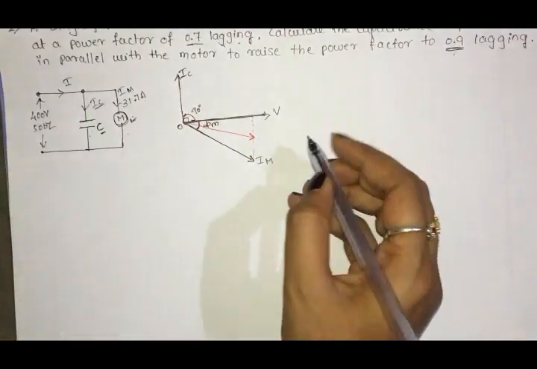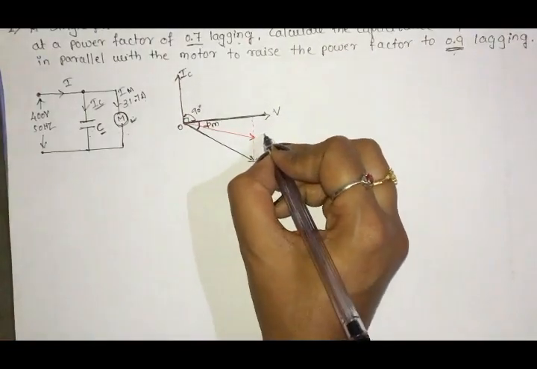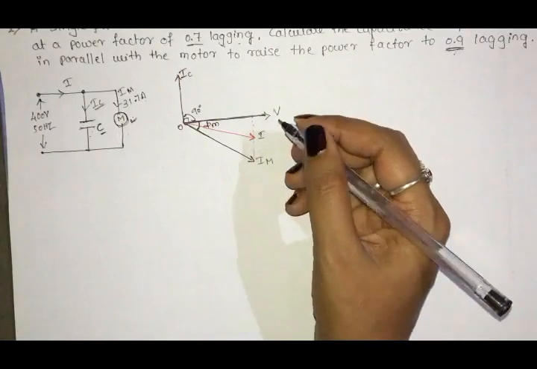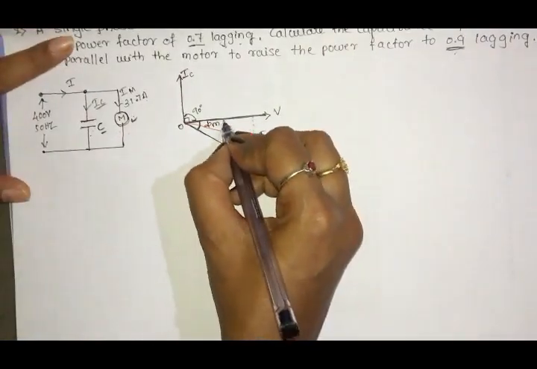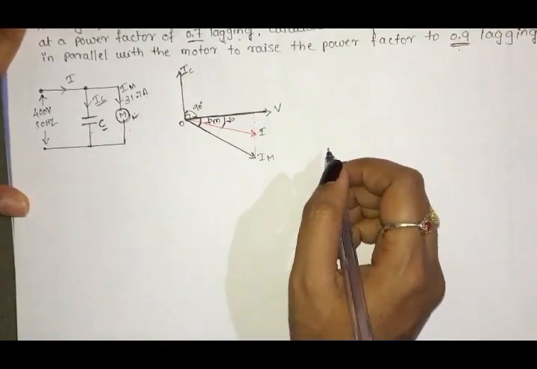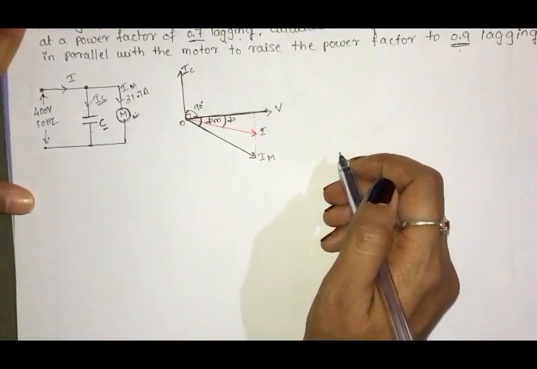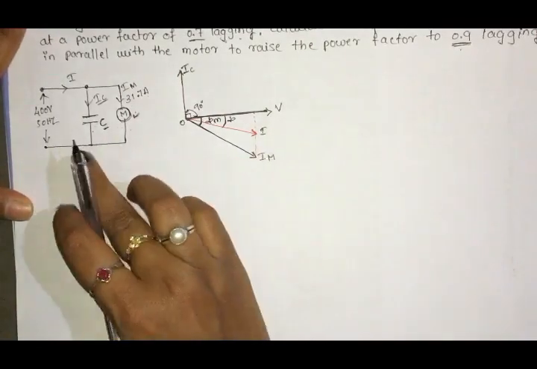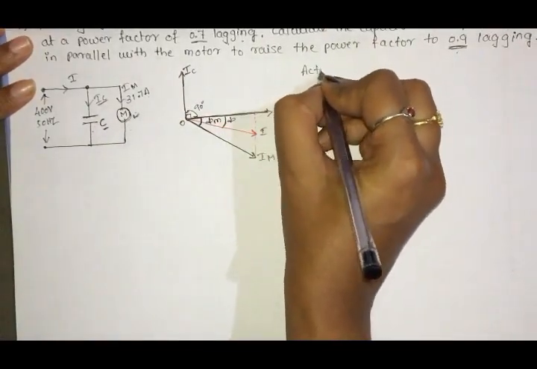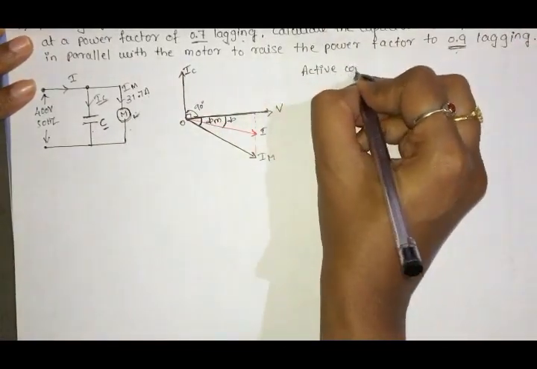So this current I am going to name as I. Understood? So this is the angle of phi. Next we need to find the active component and reactive component of the motor and capacitor. So first we'll solve the active component.